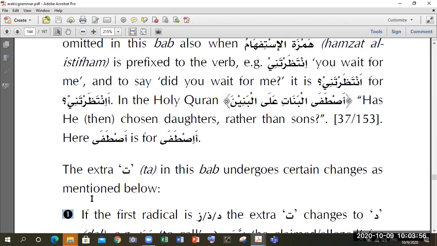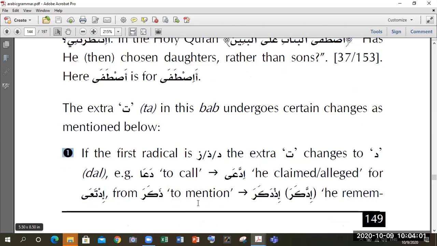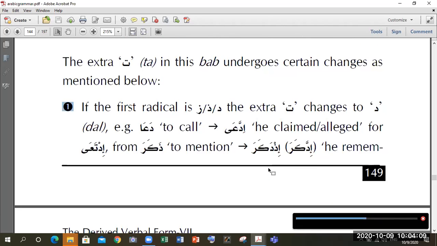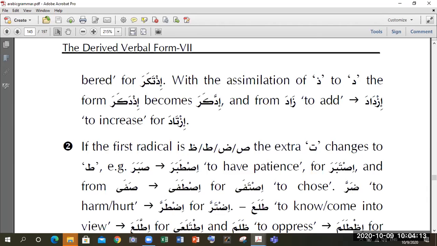Because they say that ta undergoes some changes. So the first change is that if dal and za comes, then we change that ta into dal. This was the first rule. And the second rule is this.